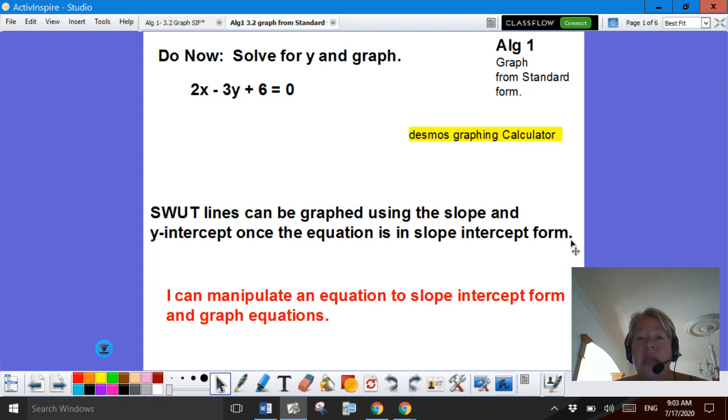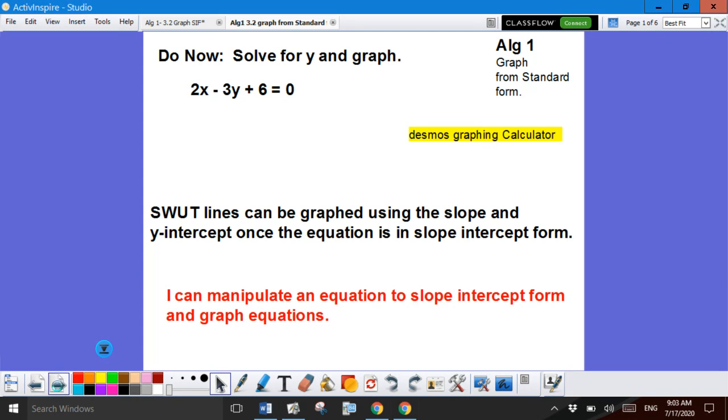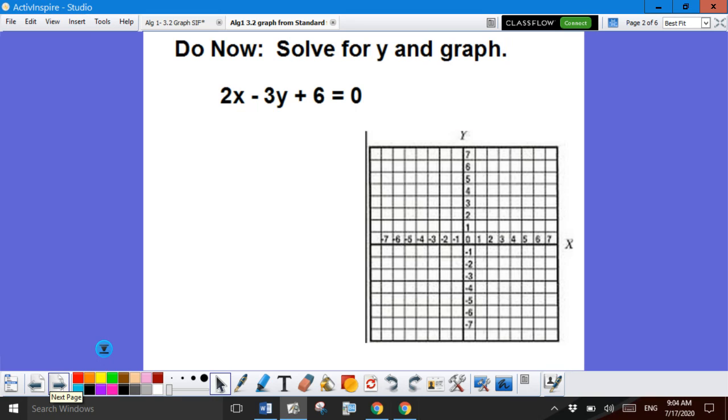So let's go ahead and take a minute and solve for y on this equation, and make sure that your Desmos graphing calculator is available. All right, let's graph it. So solving for y.